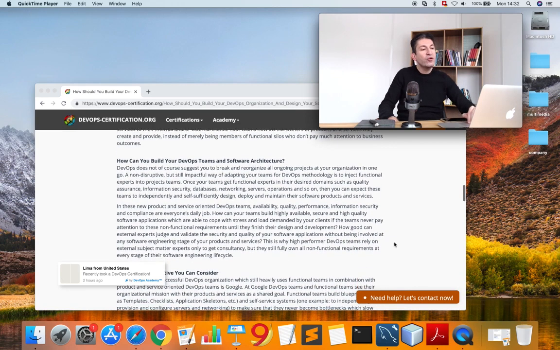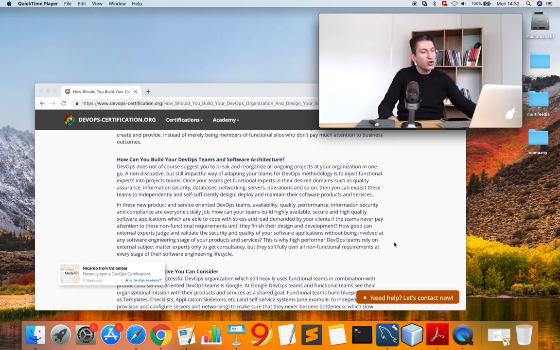How can you build your DevOps teams and software architecture? DevOps does not, of course, suggest you break and reorganize all ongoing projects at your organization in one go. A non-disruptive but still impactful way of adapting your teams for DevOps methodology is to inject functional experts into already ongoing project teams.